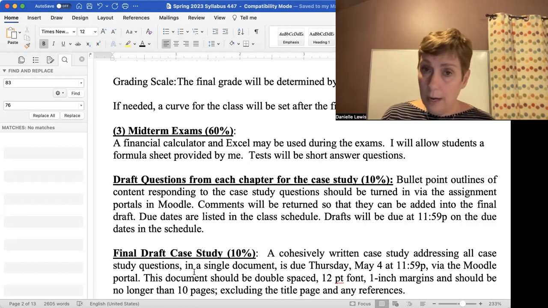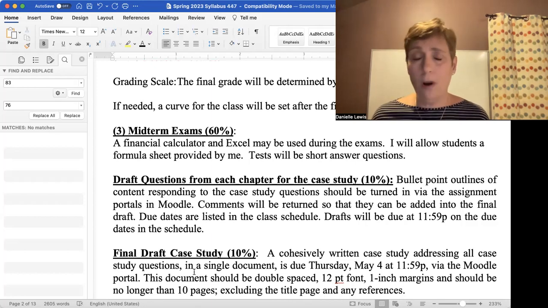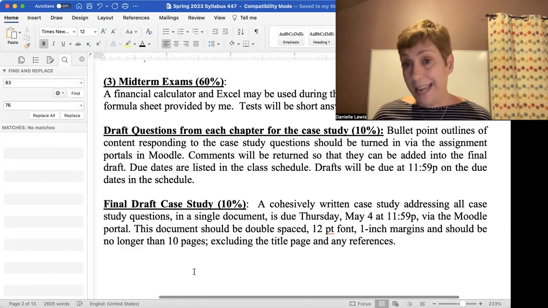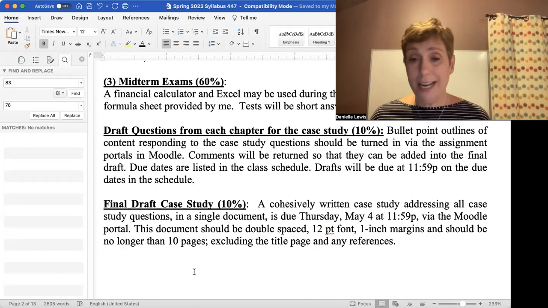If you give me a Word document, I will actually comment within that Word document, to ask you questions, like maybe fill in blanks, or tell you that you did something wrong, or something to improve, so that when you turn in the final draft, it will be much better. That final draft, the case study, is your final project, and it's due Thursday, May 4th at 11:59 p.m.